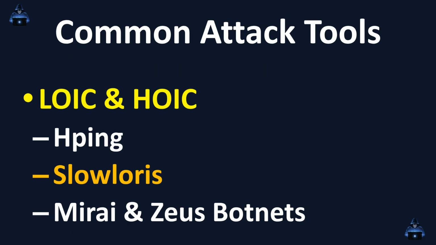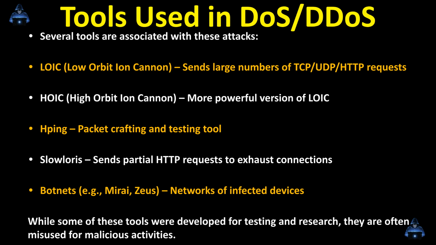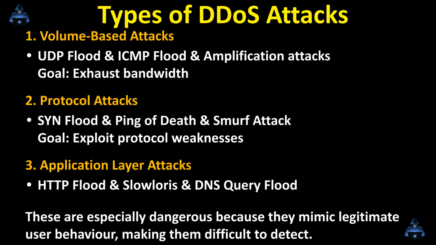Common attack tools include LOIC, HOIC, HPing, Slow Loris, and powerful botnets like Mirai and Zeus. LOIC and HOIC send large numbers of requests. HPing is a packet crafting tool. Slow Loris exhausts connections. Botnets are networks of infected devices. While some were for research, they are often misused for malicious activities.